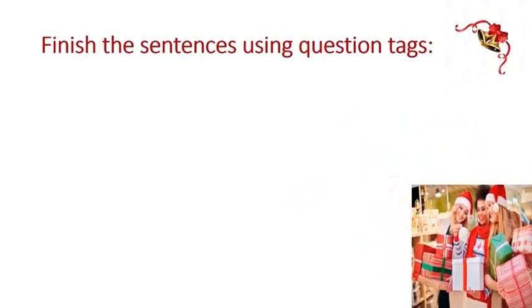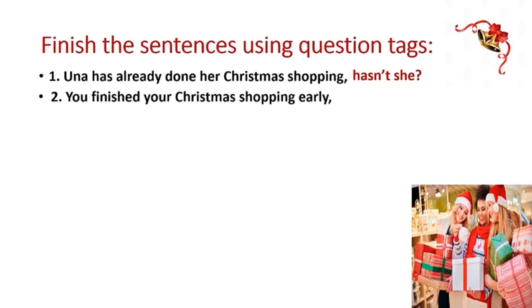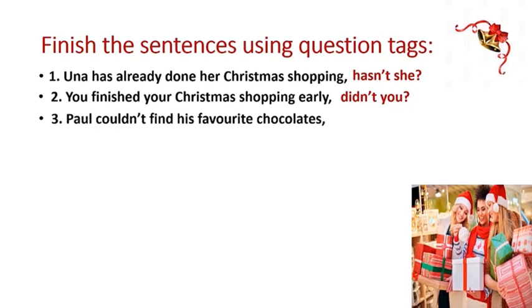Let's check the answers together. Una has already done her Christmas shopping, hasn't she? Here we have the present perfect tense, so the tag is hasn't she? You finished your Christmas shopping early, didn't you? In this sentence, we have the past simple tense, so the question tag is didn't you? Paul couldn't find his favorite chocolate, could he? This statement is negative, so we use a positive tag. It wasn't snowing outside, was it?